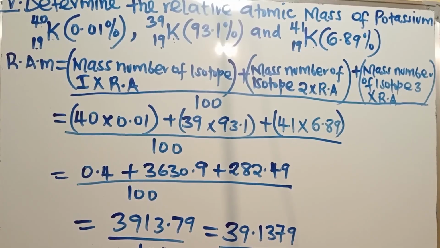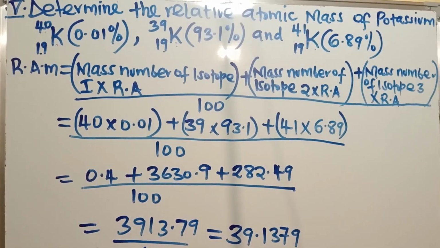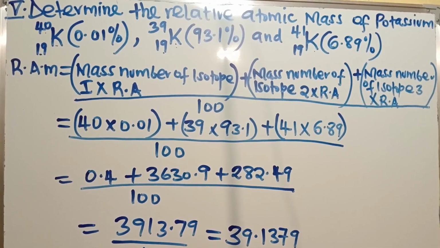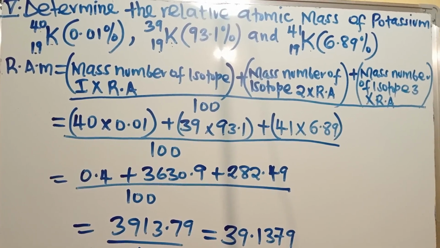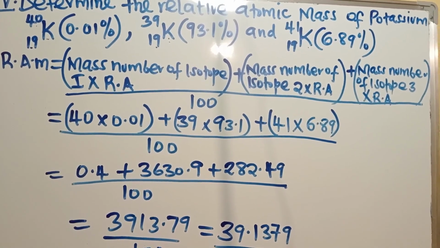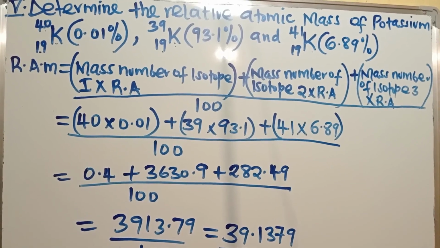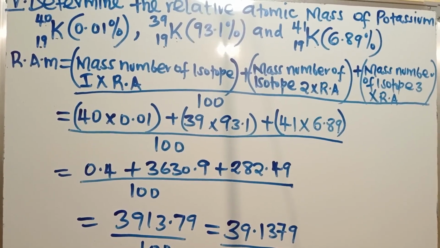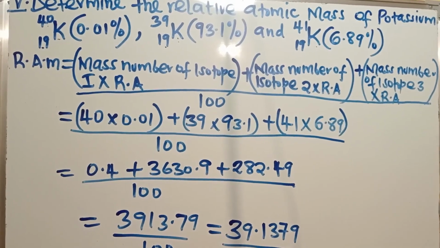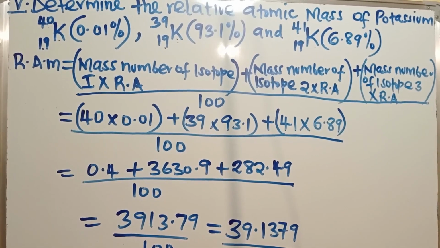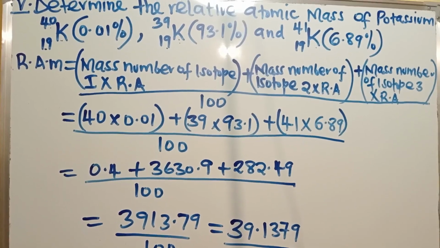Finally, I say this, and this you can try with your calculator. I already said in a previous question that the relative abundances should add to 100. So you can try 0.01 plus 93.1 plus 6.89, and you see if they actually can add to 100. And that is one way of telling if the question provided for you in any question is actually correct. And then you can ask for a correction. If the relative abundances are not adding up to 100%, then you know that there is a problem with that question.